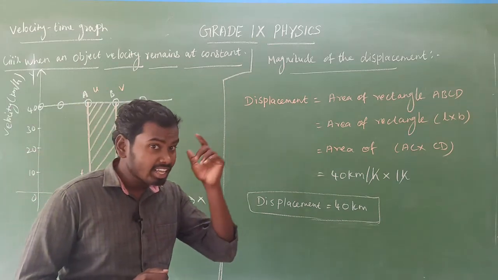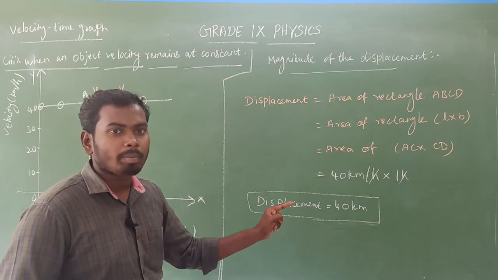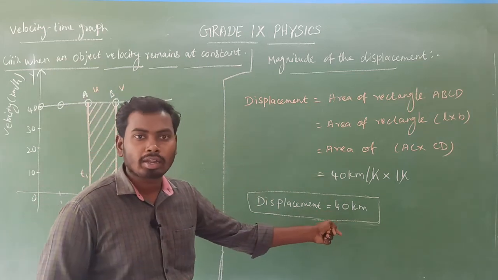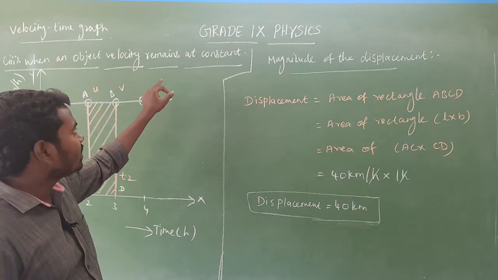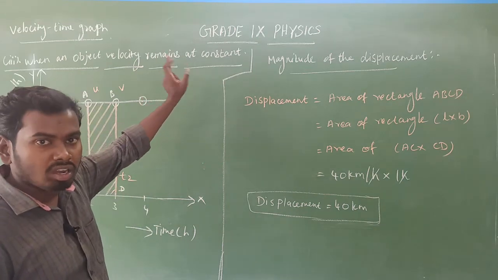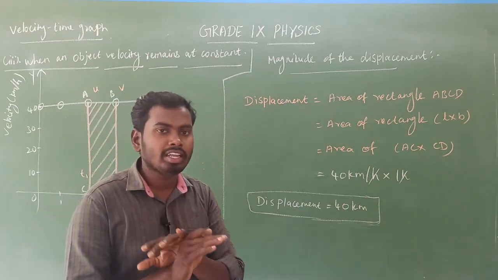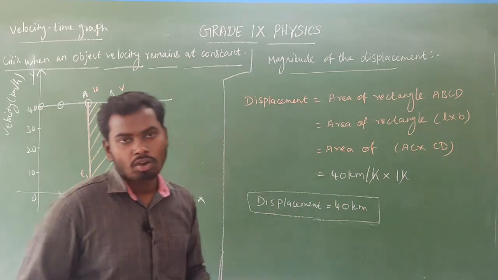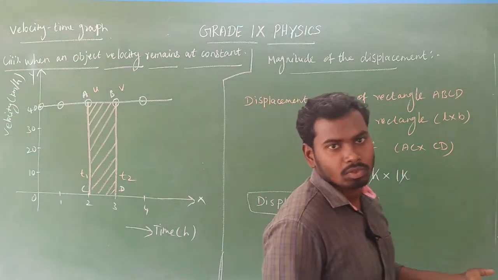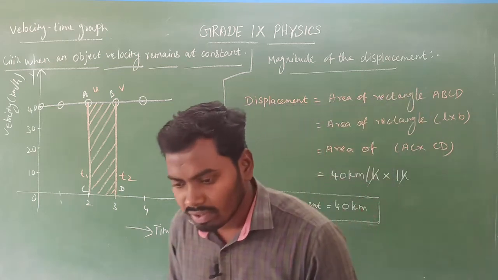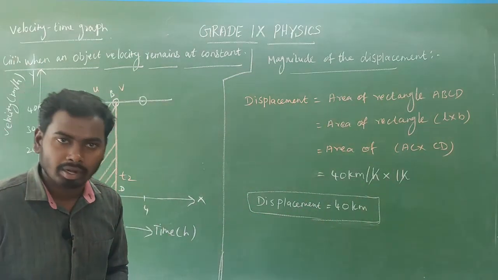What is that? Acceleration 0. But there is displacement covered by the object that is equal to 40 kilometers. Even though the acceleration is 0 at constant speed or constant velocity, the displacement covered by the object is 40 kilometers. That's all. Is there any doubts? No doubt. Okay, so very, very simple concept. Please try to understand the concept, what I am telling here.